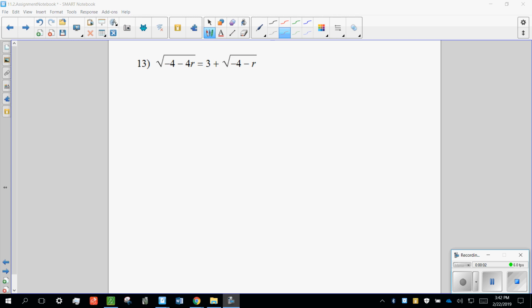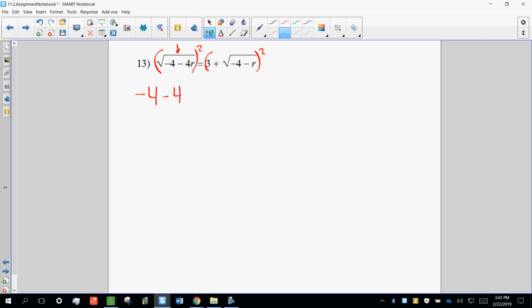We are working through the solving square root functions algebraically worksheet, and we made it to number 13, which is the beginning of some of the harder equations on here. So when you have two square root functions, I generally am going to try to get them onto opposite sides of the equal sign, because what that does for us is when we square both sides, we are going to get rid of at least one of our square root signs. So that side is going to become negative 4 minus 4r.